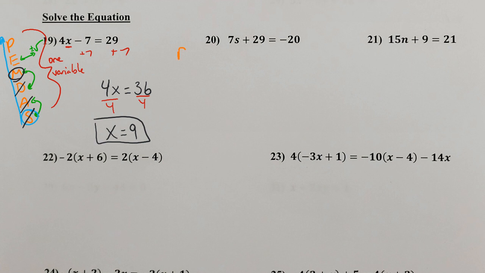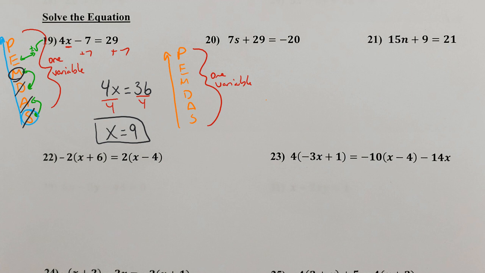PEMDAS backwards, right? Anytime you're lost. So if you're lost on number 20, it's a solved problem. You put PEMDAS backwards, right? Just remember it's supposed to have one variable. This one does have one variable, just an s.